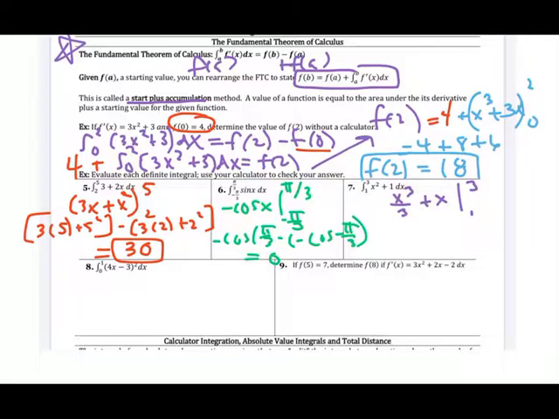On number 7, when you integrate that, you're going to get x to the third over 3 plus x, and you're evaluating that from 1 to 3. So that's going to give you 3 to the third over 3 plus 3 minus 1/3 plus 1. And when you simplify that, you're going to get 32 over 3.